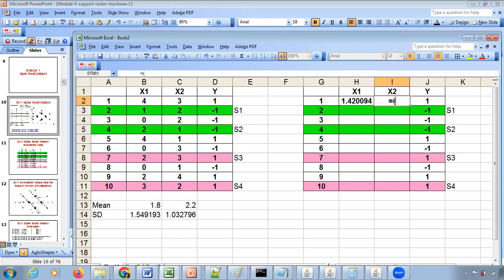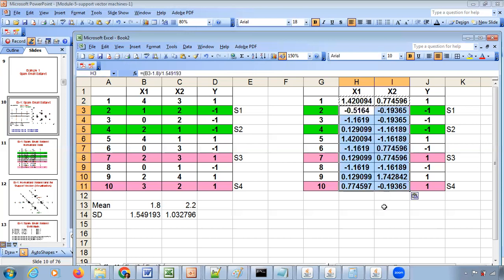So it's going to be C2 in this case, that's a value cell number, minus the mean of X2, which is 2.2, divided by the standard deviation, which is 1.032796 for X2. This is the mean and standard deviation. So do that for the two cells for the first record. Use the mean and standard deviation for X1 and then here use the mean and standard deviation for X2. Now copy and paste this for all the records, and you get the normalized values for all the records.